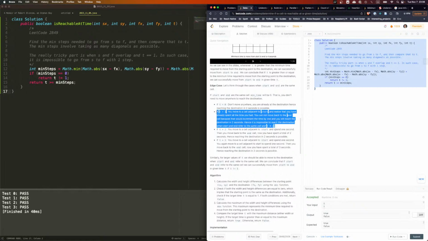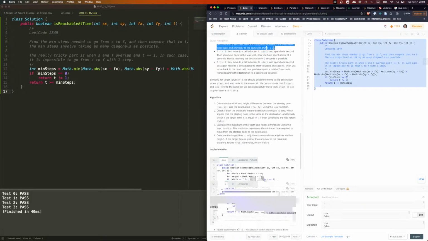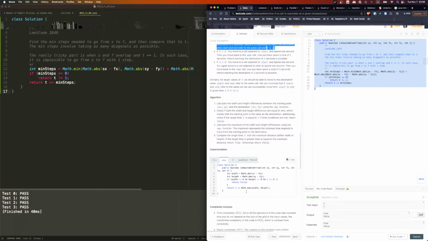Yeah, this is the edge case. With height, T is larger or equal to math.max of width and height.